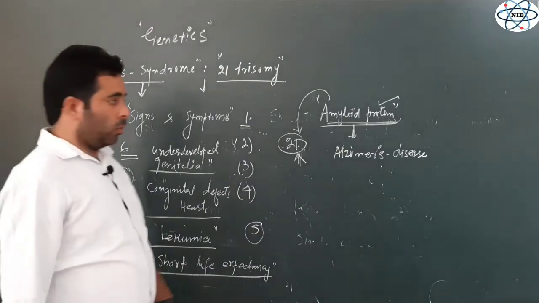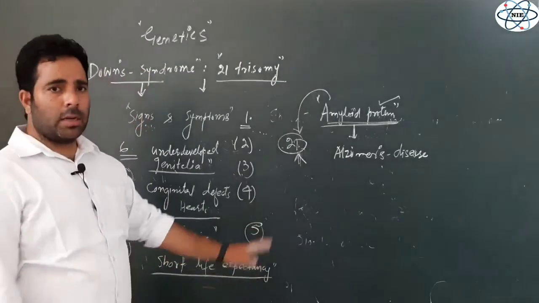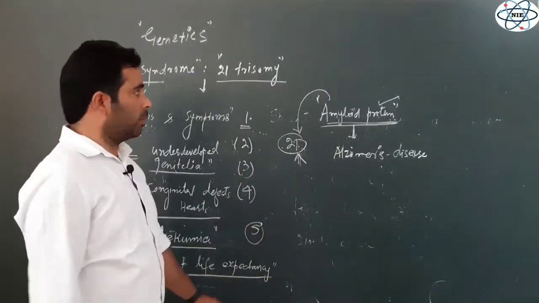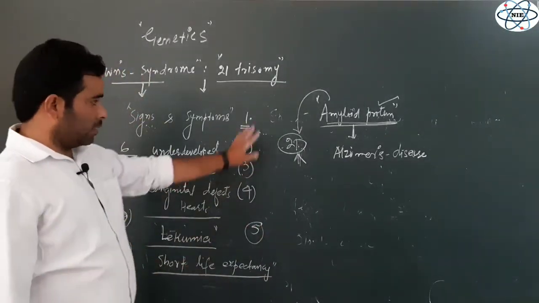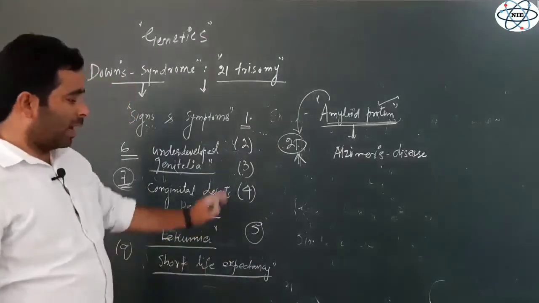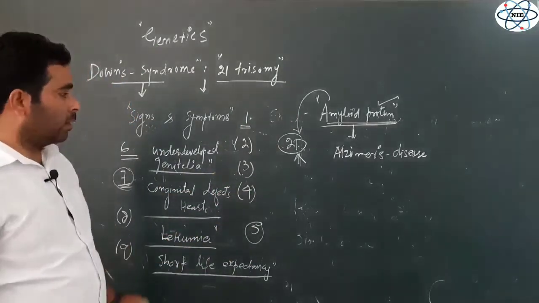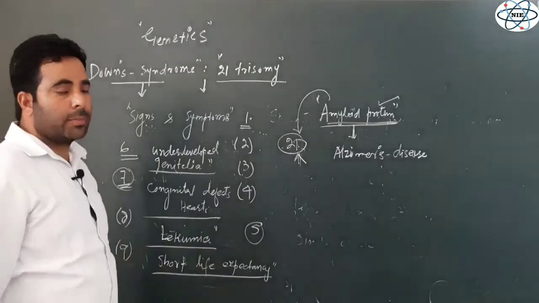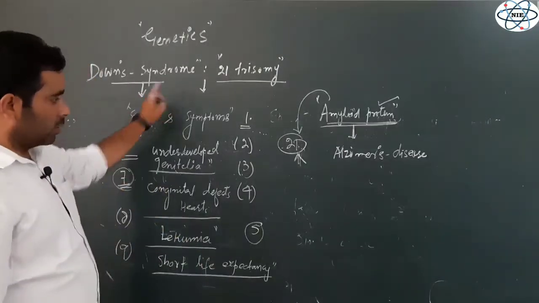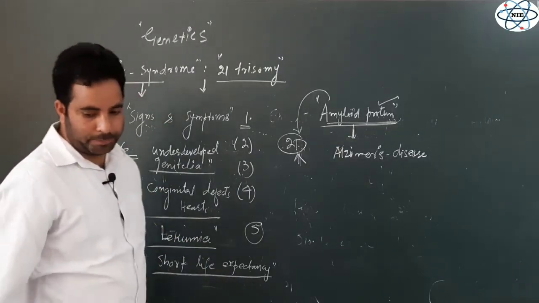I told you that there are many complications, many signs and symptoms in the individual with Down syndrome. These are the most important ones, with the help of which you can recognize a person with Down syndrome. Hope you have understood.